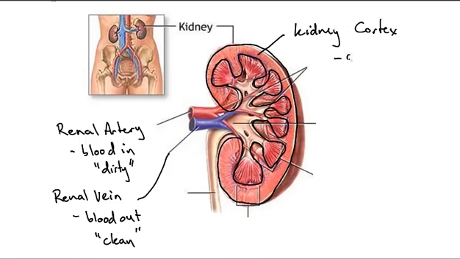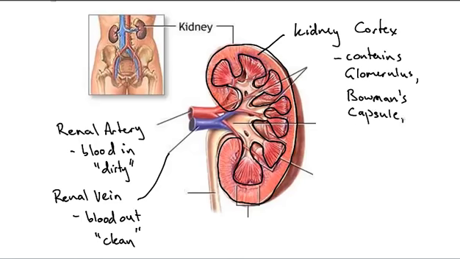And this contains the glomerulus, Bowman's capsule, and what's called the PCT, proximal convoluted tubule, and DCT, distal convoluted tubule, all of which we'll be explaining in a couple minutes here. So that's this outer region here, the cortex. Okay.